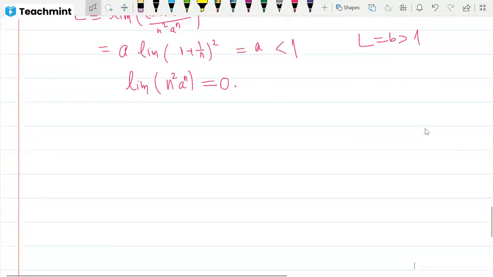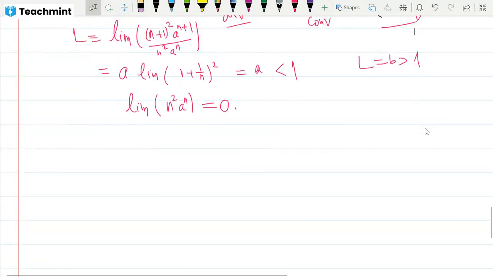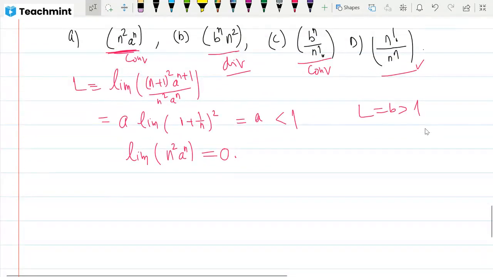Sir, option C is divergent, I think so. Option C may be divergent.